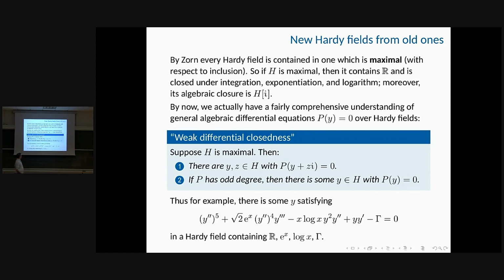So here's one example, right? You write down some random differential equation with Hardy field terms, for example, e to the x, log x, gamma. I cooked up something here. It looks like a horrible differential equation, but the crucial information is that the degree is 5, which is odd. And then this means that if you take a maximal Hardy field containing all this stuff, then there will be a zero there. There will be a solution to this differential polynomial. Okay.